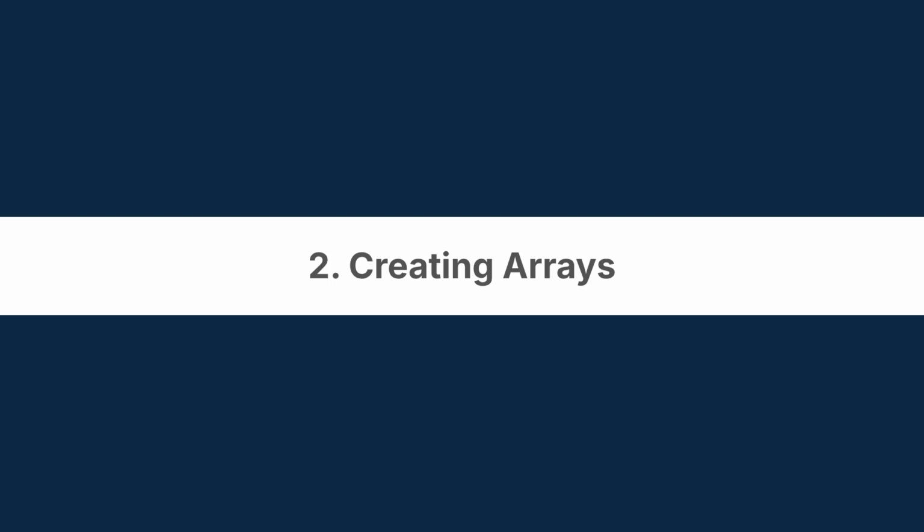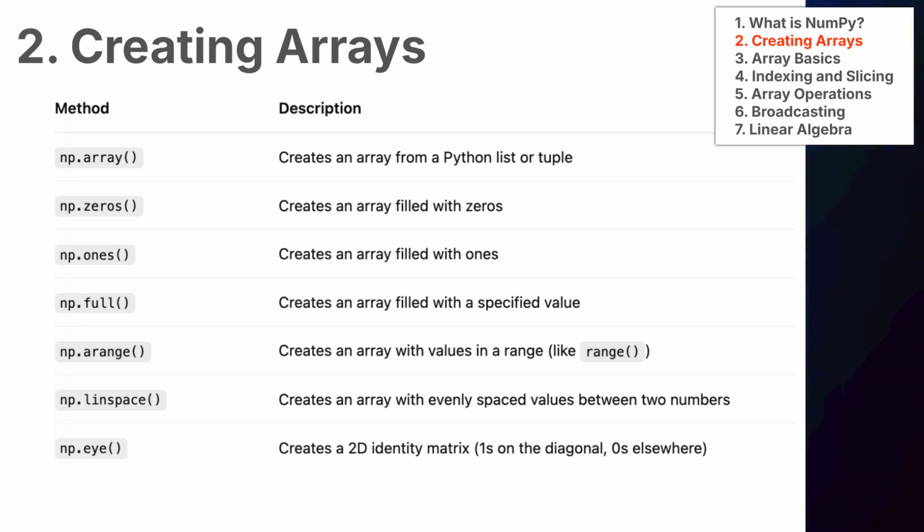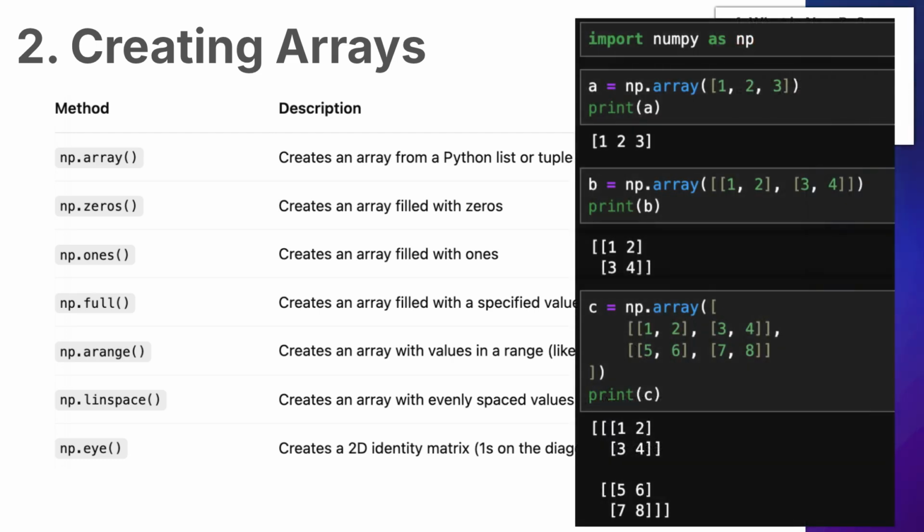2. Creating arrays. There are many ways to create arrays depending on what you need. Here's a list of the most useful ones. First, np.array. This is used to create a NumPy array from a regular Python list. Once your data is in a NumPy array, you unlock all the power of NumPy, such as fast calculations, easy reshaping, slicing, and more. Before anything, make sure NumPy is installed on your computer.